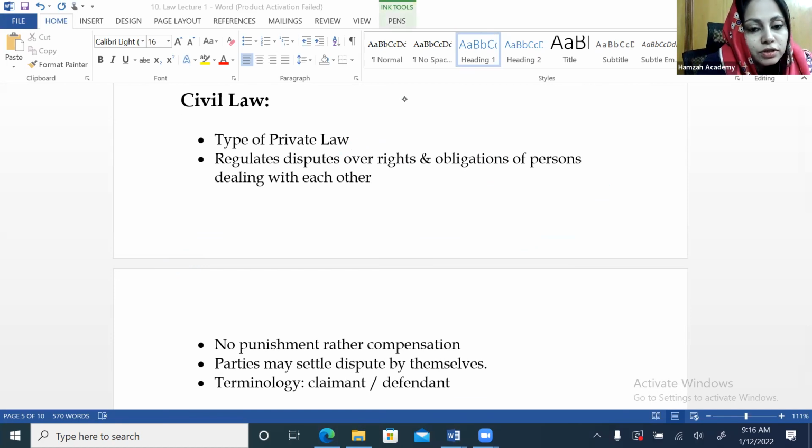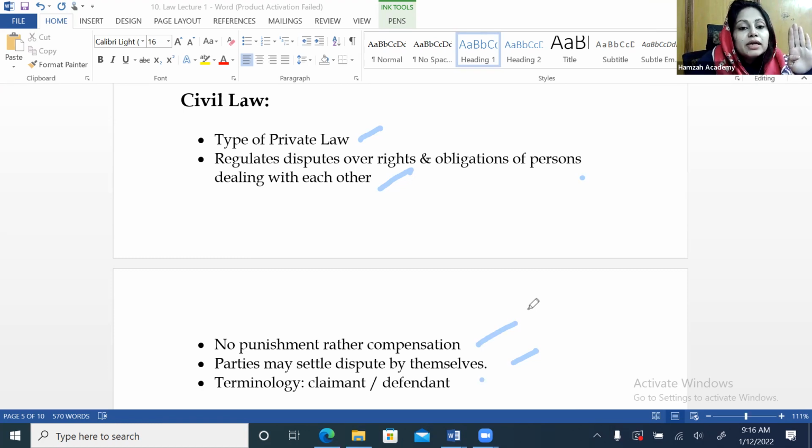It is a type of private law, which regulates disputes over the rights and obligations of persons dealing with each other, right? There is no punishment, rather compensation. Parties may settle disputes by themselves. Terminology: claimant and defendant. Very first thing, civil law is a private law.